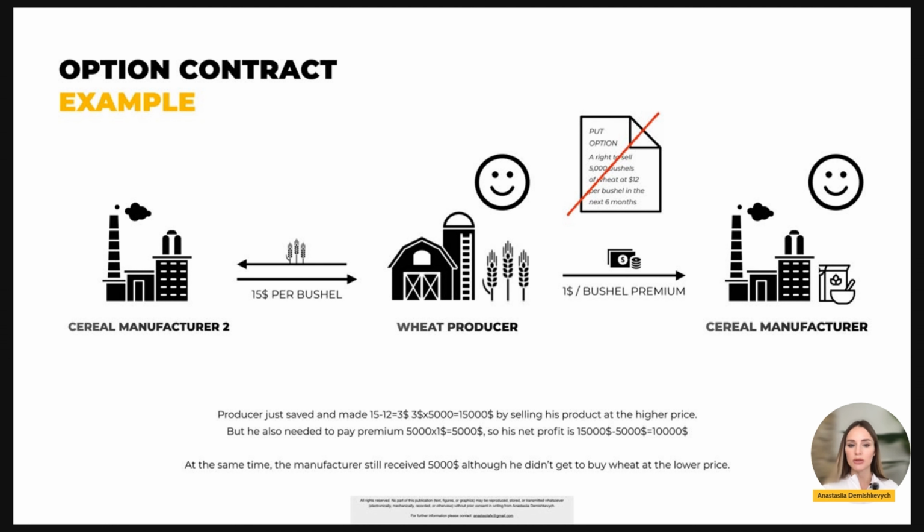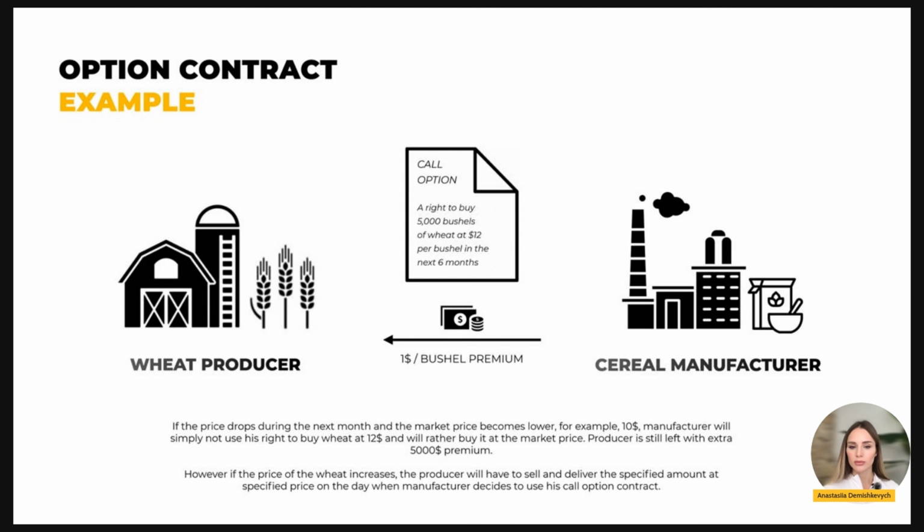So his net profit is $10,000. Now, let's take a look at the call option, which gives the right to buy an underlying asset at a specified price known as a strike price. In this case, suppose that you are a cereal manufacturer and you believe that wheat prices are likely to rise in the next 6 months. You could buy a call option to lock in a purchase price of $12 per bushel.